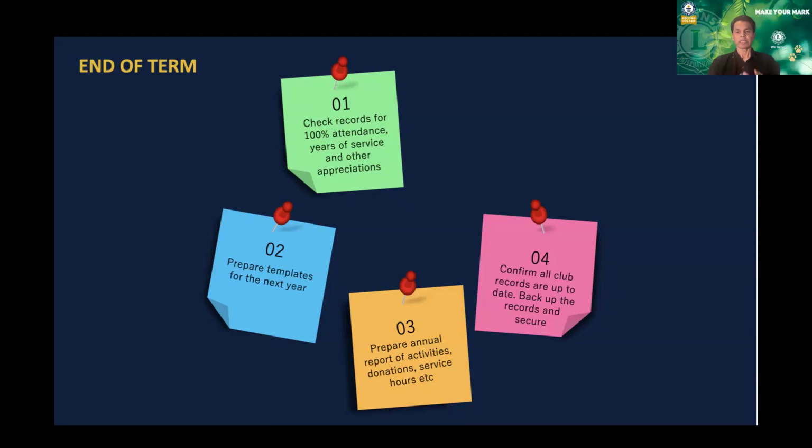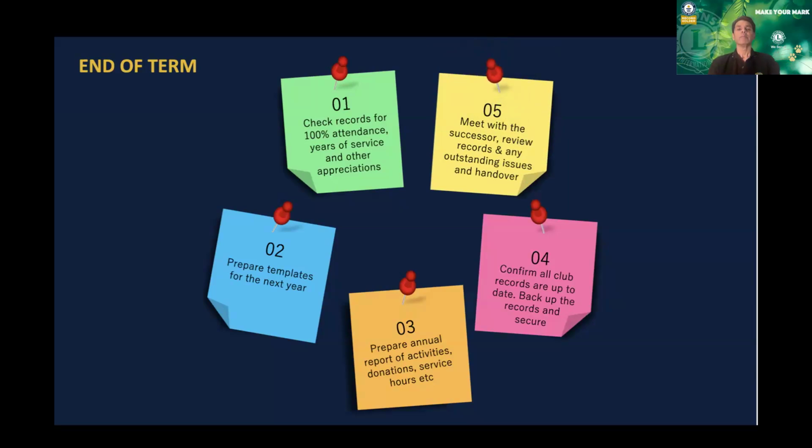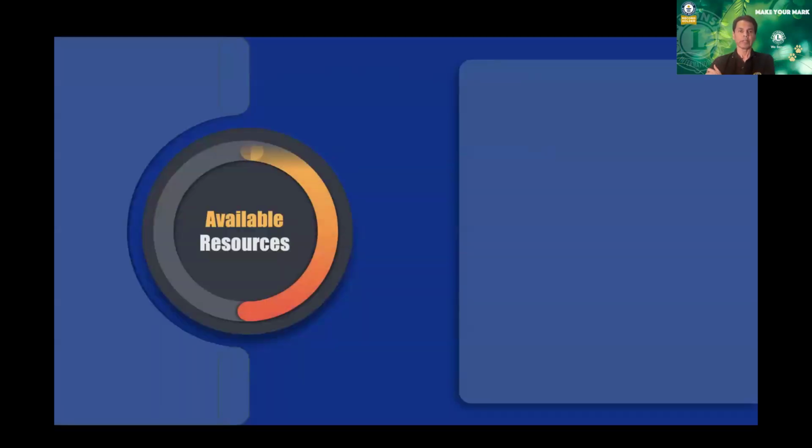Make sure that the club records are up to date. Keep a backup. Many times technology fails, or there are issues with the physical documents. So making sure a copy of the document is secure somewhere is another task that you should do at the end of the term. And then meet with the incoming secretary and pass on whatever knowledge you have, as well as the documents, to the new club secretary. That is what you need to do at the end of the term.